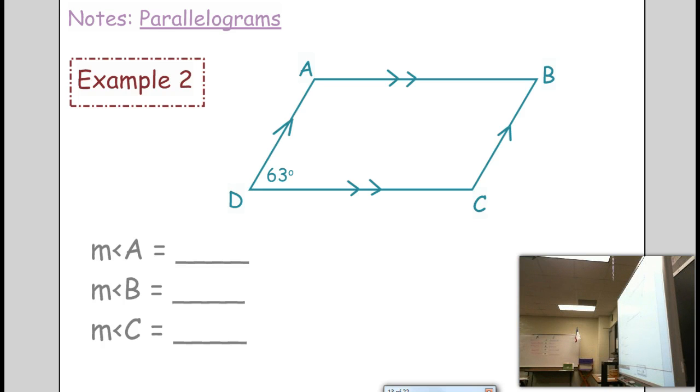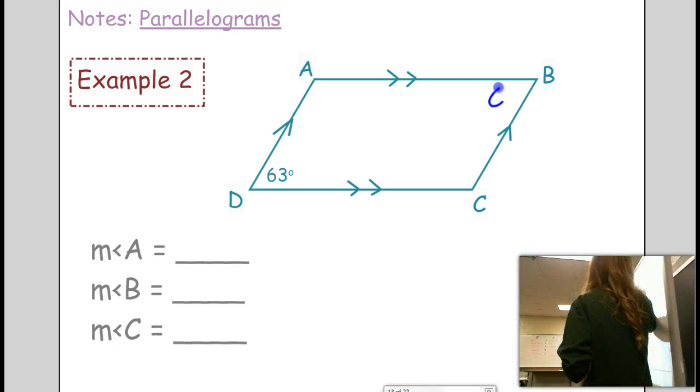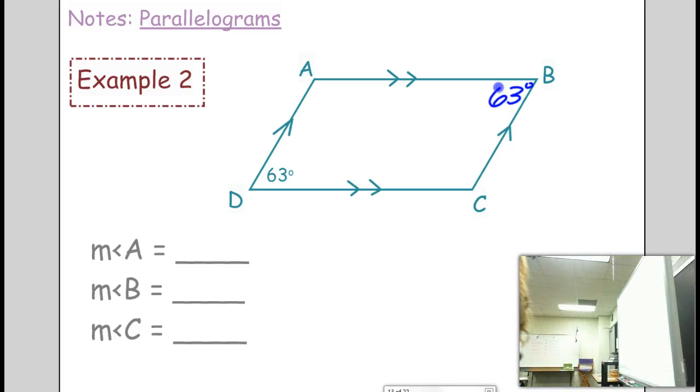This one's 63. B is 63. What a great answer. We are using one of our properties, and the property is opposite angles are congruent. So you take the angle and you put it in the opposite corner.